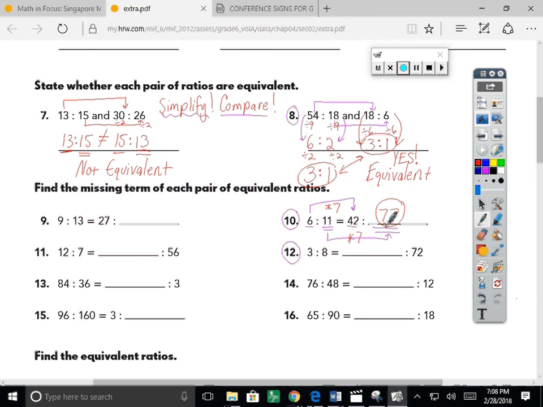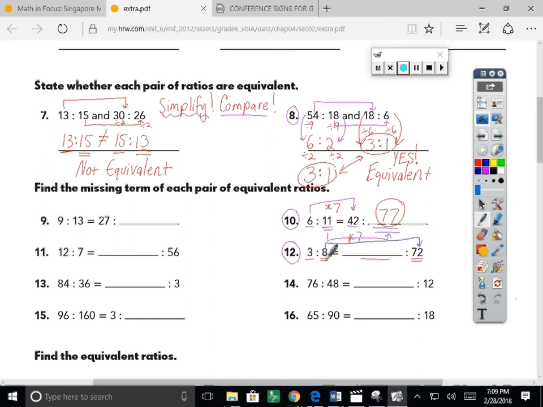Let's take a look at this next one, number 12, because this could be kind of challenging, I think. I noticed that the first term is a 3, and the first term in the next ratio is missing. That's not a very helpful piece, is it? So take a look at the next term. The second term here is an 8, and the second term in the second ratio is 72. Oh, I can find a rule from this. If you notice, the missing piece isn't helpful until the very end.